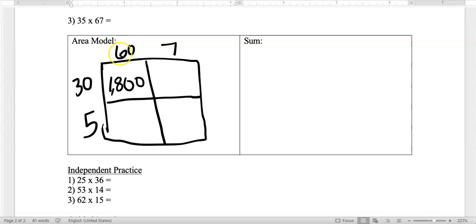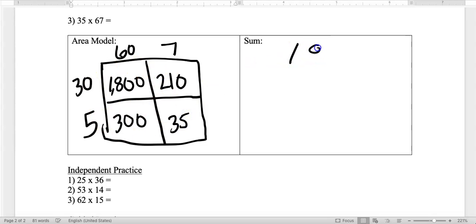I am going to multiply 6 times 5, which gives me 30. Adding that 1 0 gives me 300. 7 times 3 gives me 21. Adding that 0 will give me 210. 7 times 5 is 35. This is going to be a larger number, as you can see.